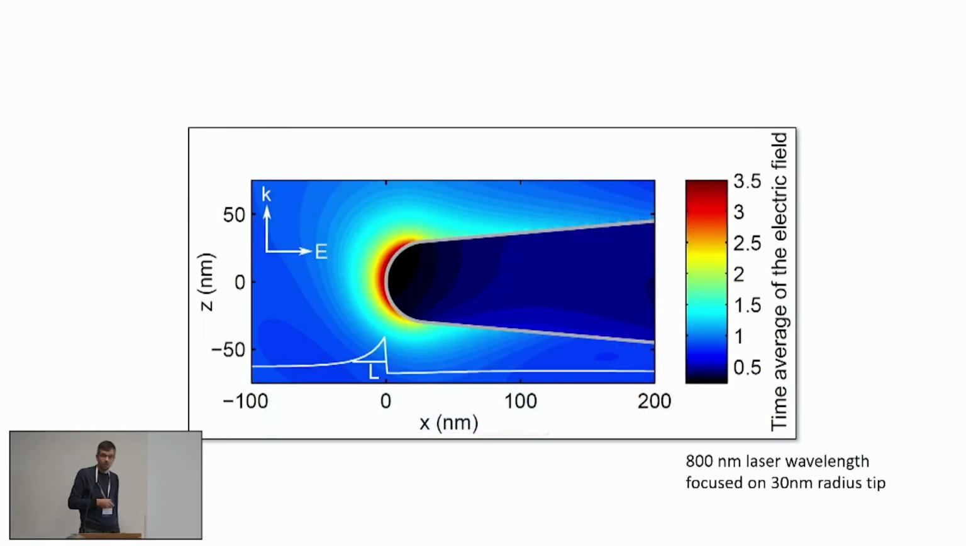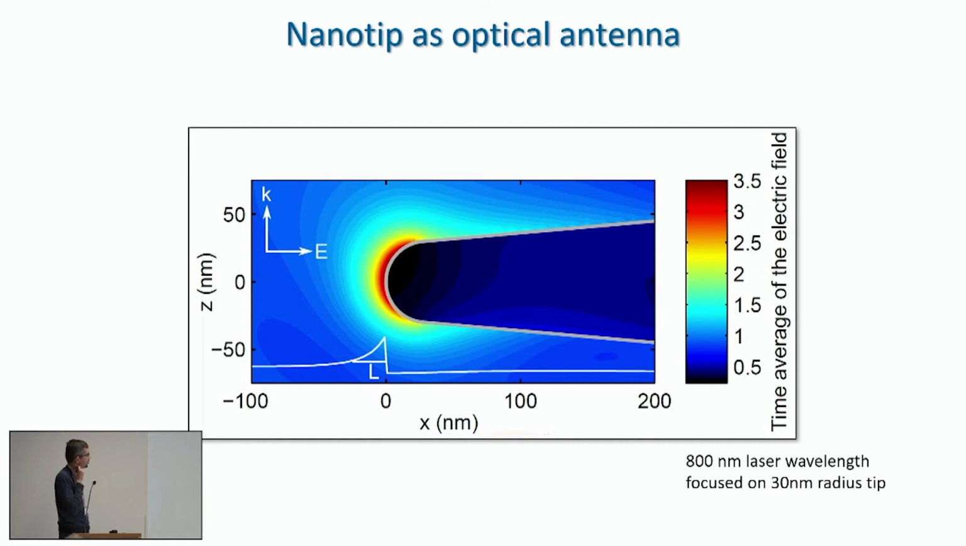So the nanotip, this is here a Maxwell equation simulation of our nanotip. Here at the sharp end of the nanotip, you get a very strongly enhanced optical field. And if your emission process is nonlinear, it means that only here at the sharp end of the tip, you get the electron emission. So here you have this enhancement effect, this plasmonic enhancement effect. The nanotip acts as an optical antenna.